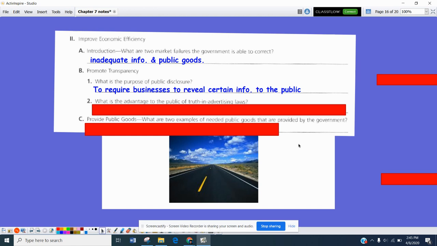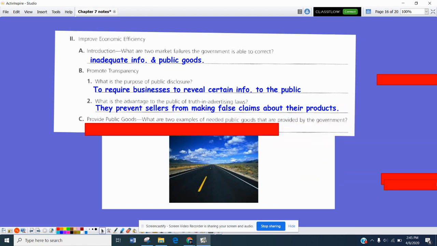What is the advantage to the public in the truth in advertising law? Part of this is to prevent false claims. So if a product is being touted as this great wonder of the world, this way you can't lie about it. You can't make false claims about the product. It's got to do what it says it's going to do.